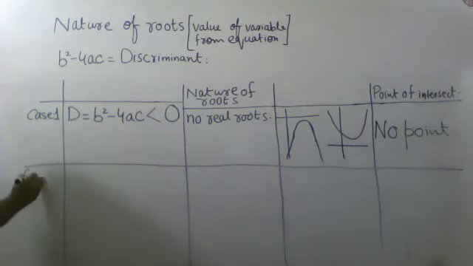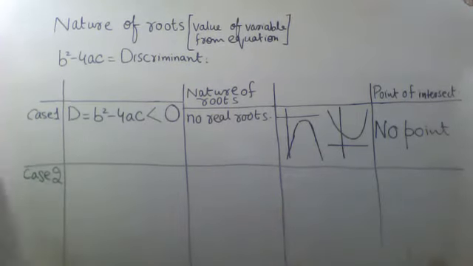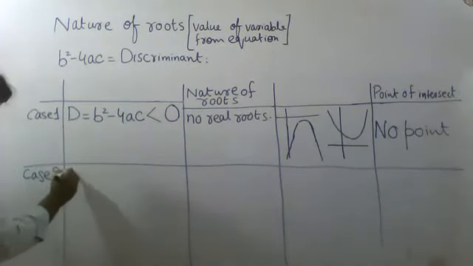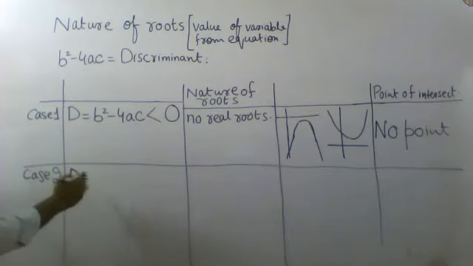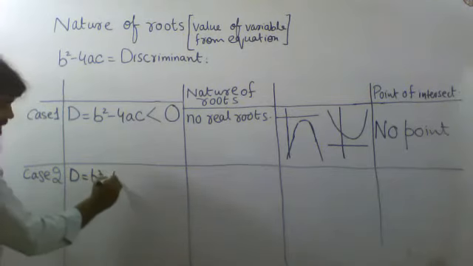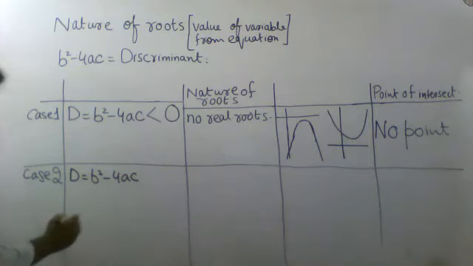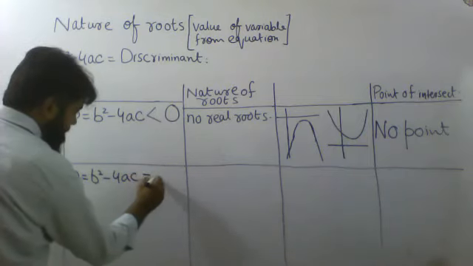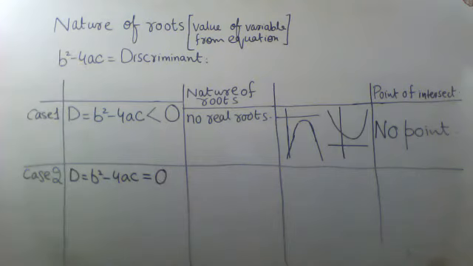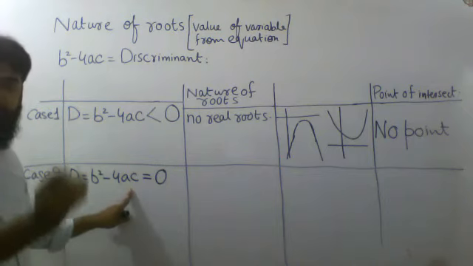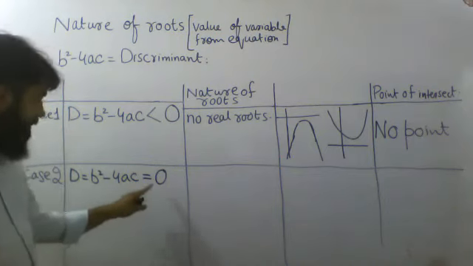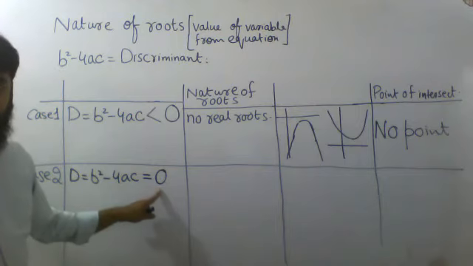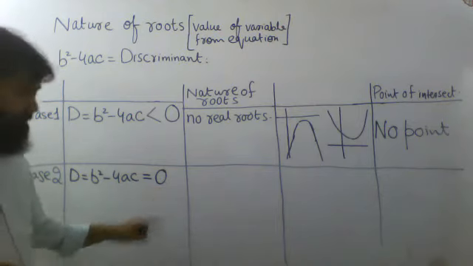Case 2. The discriminant is B square minus 4AC. This time the value of the discriminant is given as 0. B square minus 4AC of the quadratic formula is 0. If this happens, what will the answer be?